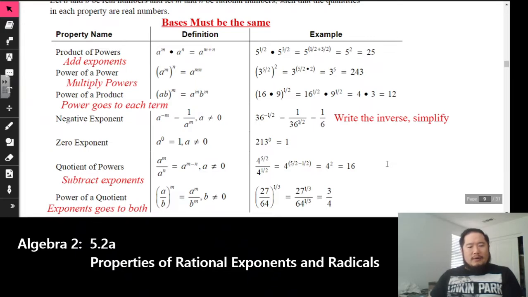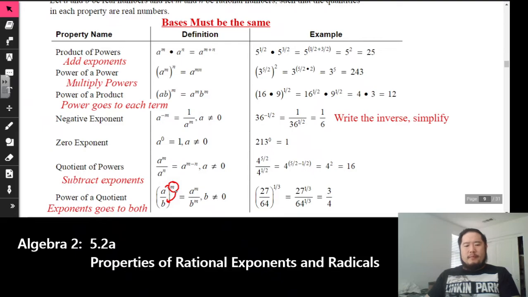The quotient of powers. What you're going to notice here is that when we take the quotient of powers, you're going to be subtracting the exponents. All right, so instead of multiplying, or adding when it was the product of powers, you're going to subtract when it's quotient. And the power of a quotient, similar to the power of the product, look at the exponent. This exponent m needs to go to both the numerator and the denominator right there. Okay, so make sure it goes to both numerator and denominator, and then simplify.